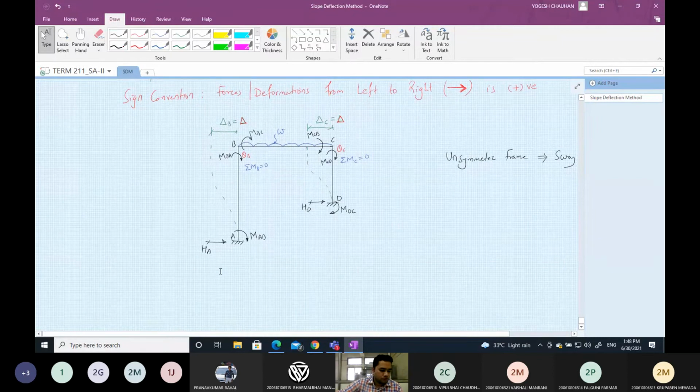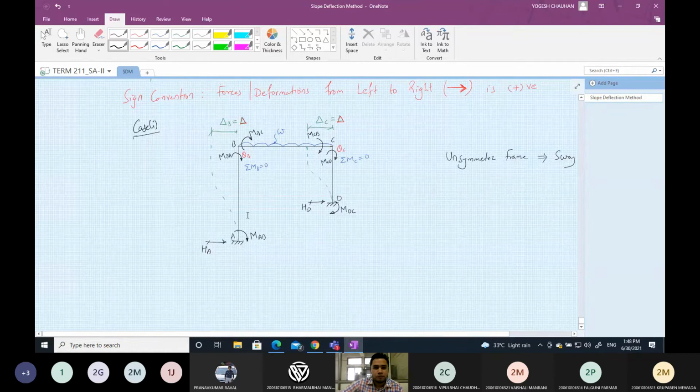So this is our first case. Let us say this is case 1, because there will be other cases as well in which there are some lateral loads present, so this additional condition will be different for that case. So whatever additional condition we are deriving is for this case only.